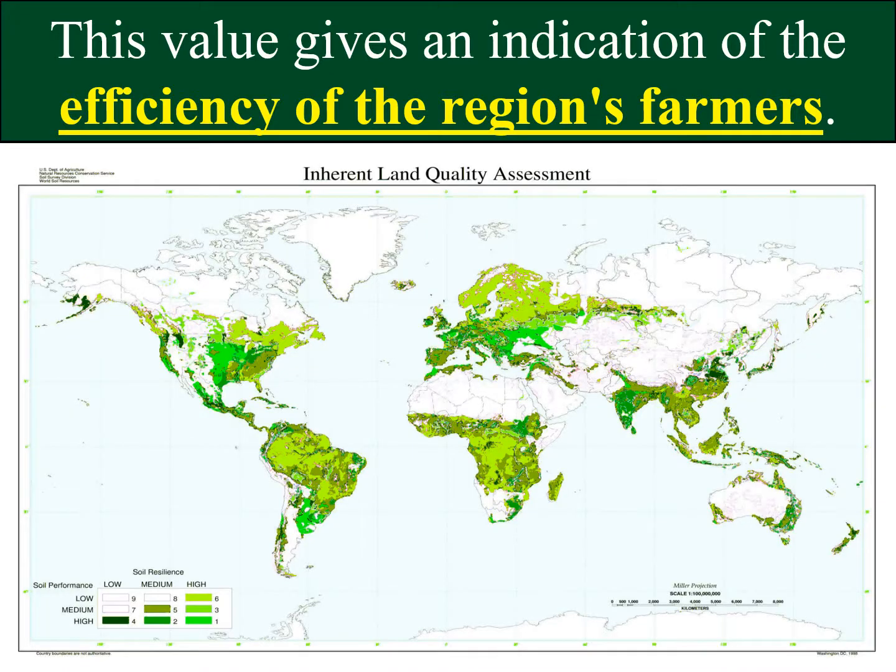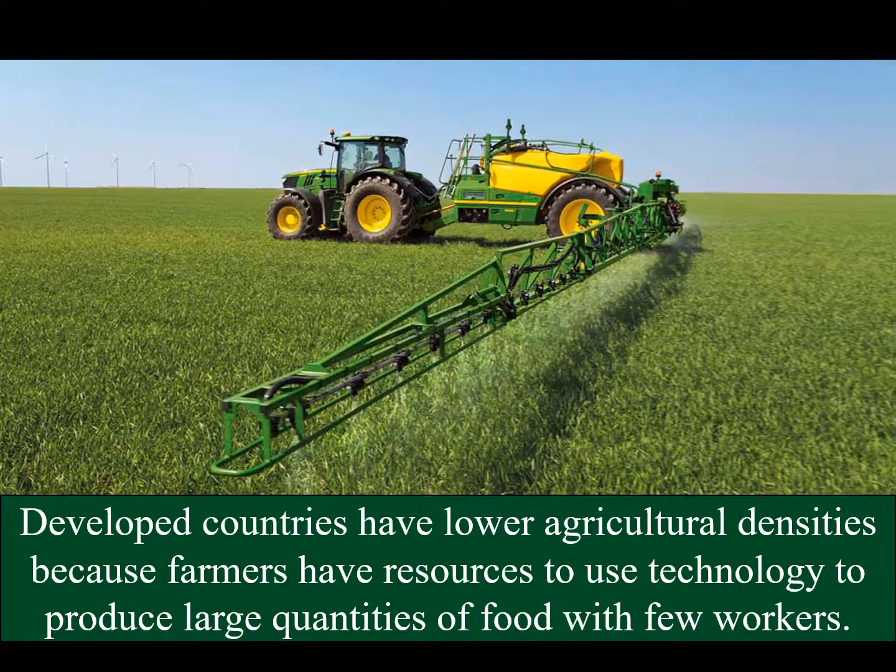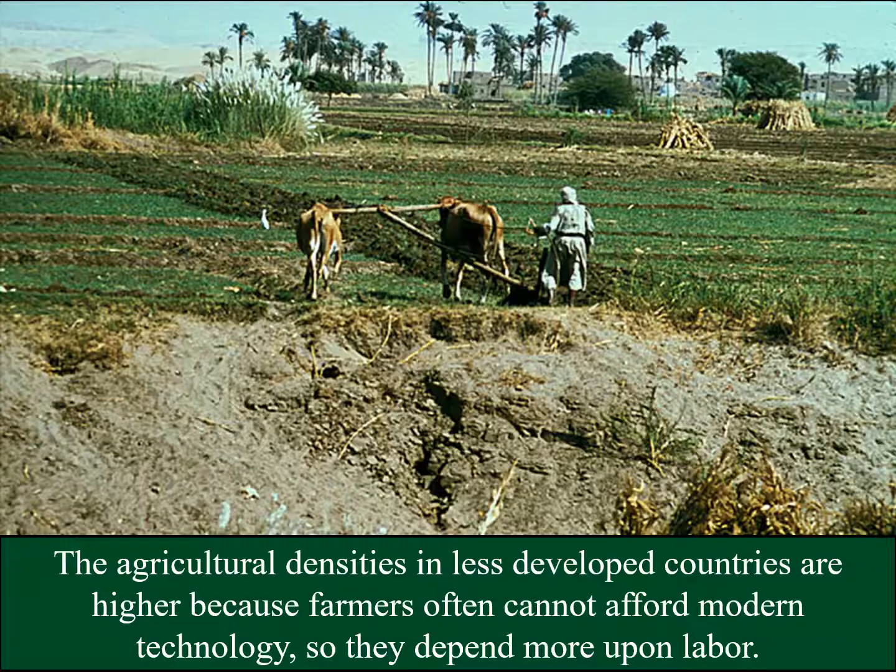So this value gives an indication of the efficiency of a region's farmers. Developed countries have lower agricultural densities because farmers have resources to use technology to produce large quantities of food with very few workers. The agricultural densities in less developed countries are higher because farmers often cannot afford modern technology, so they depend more upon labor.